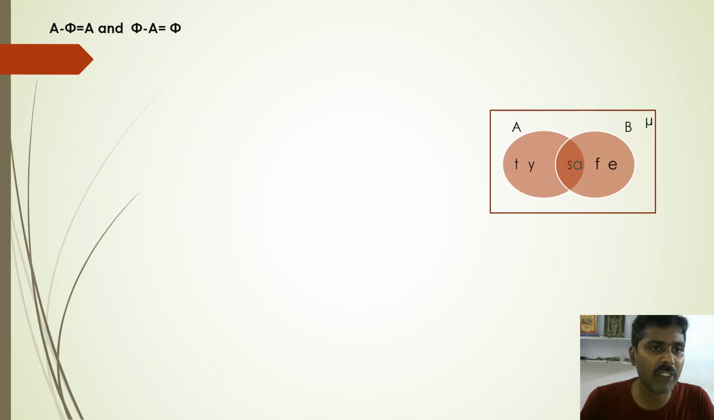The difference with phi also. A minus phi, what will you get? Again A, because phi is a null set. Phi minus A, what will you get? It is a null set.